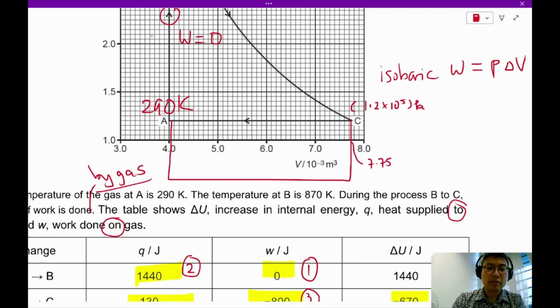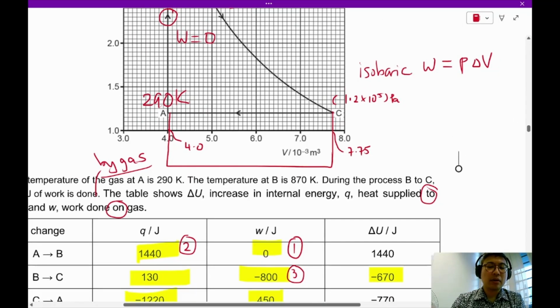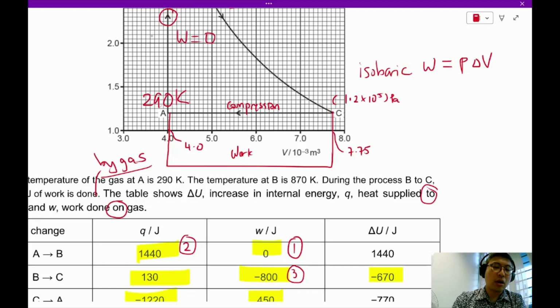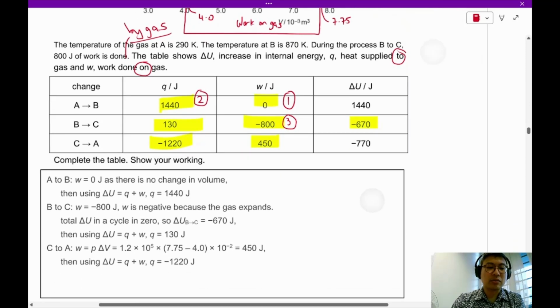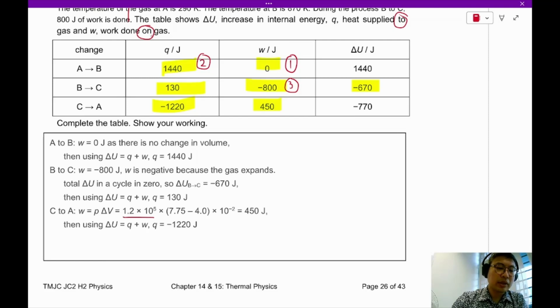7.75. Okay. And over here, this will be 4.0. Okay. So we can calculate the work done on the gas. Now, it's a compression. Since it's a compression with the volume decreasing, it's work done on the gas, which will be a positive term. All right. So let's calculate the work done on the gas from C to A. From C to A, the work done will be 1.2 times 10 to the power of 5 pressure times the change in volume, and the work done will be 450 joules on the gas. Since it's on the gas, we'll put in plus 450 joules over here.